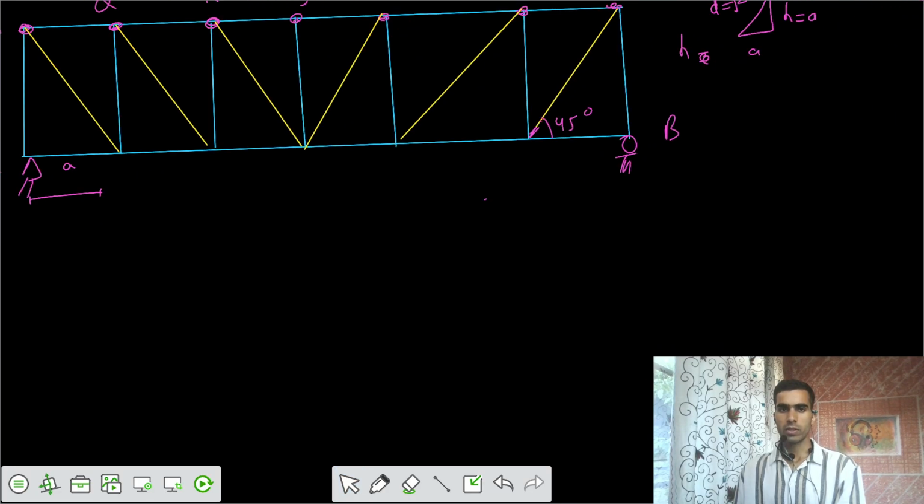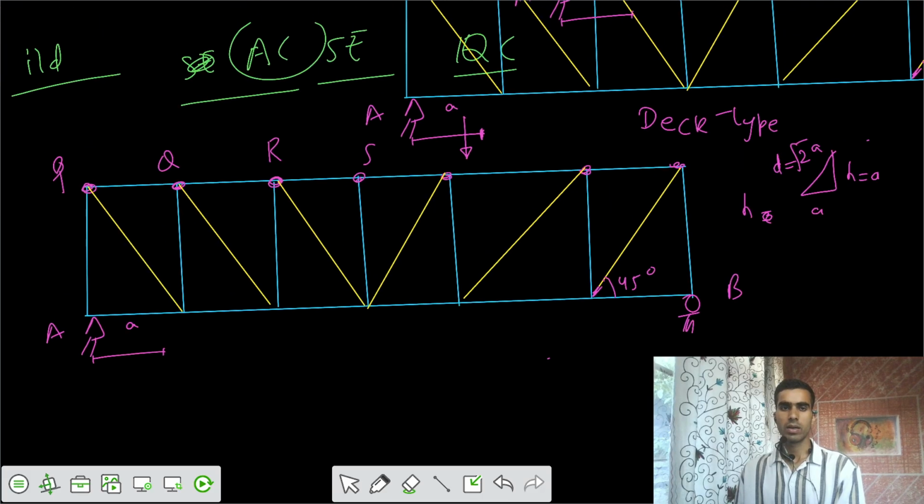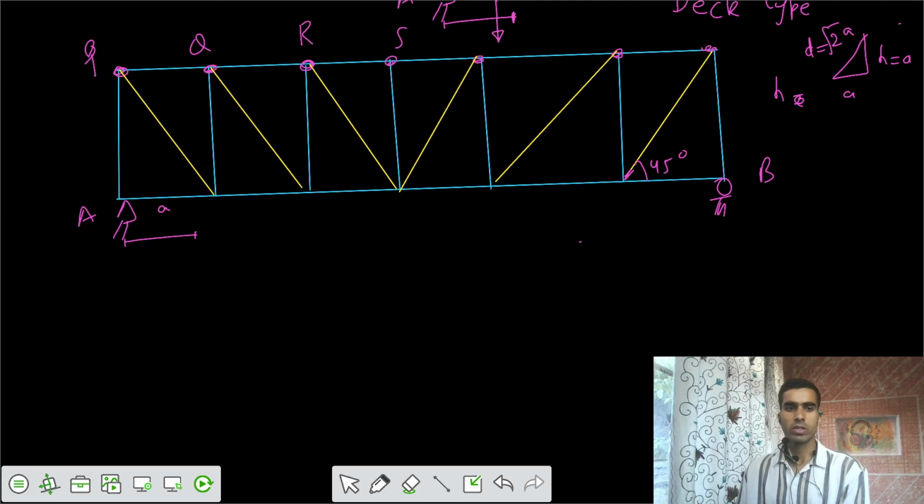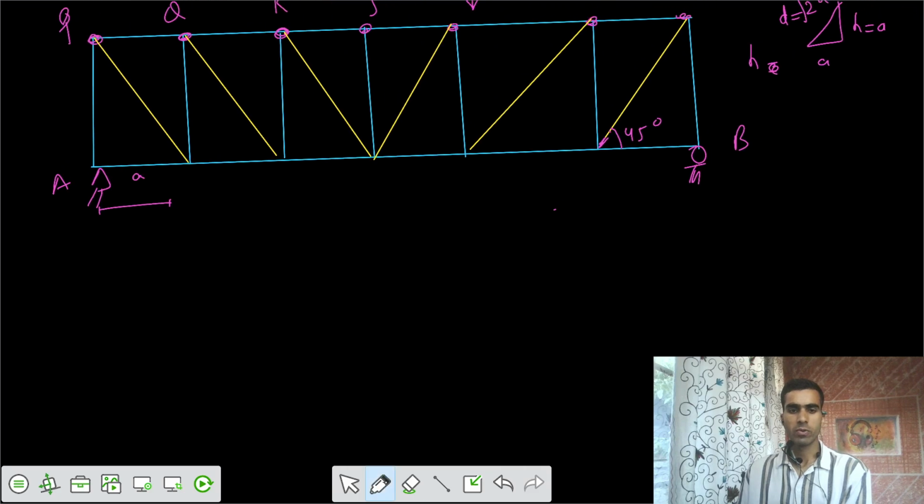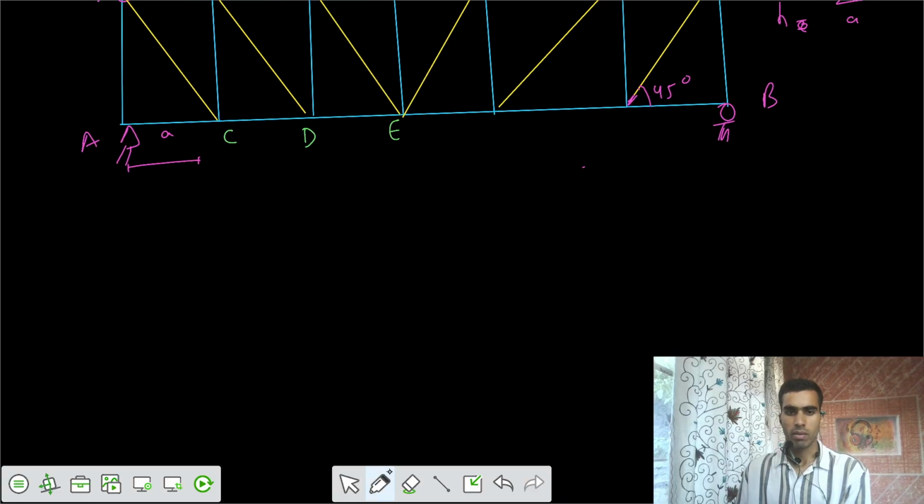Now, first case is loading for that member AC. What is the member AC? We forgot that from the bottom side. Let's say that we have AC, DE. So for the first case, the member is AC, so this one is your AC.